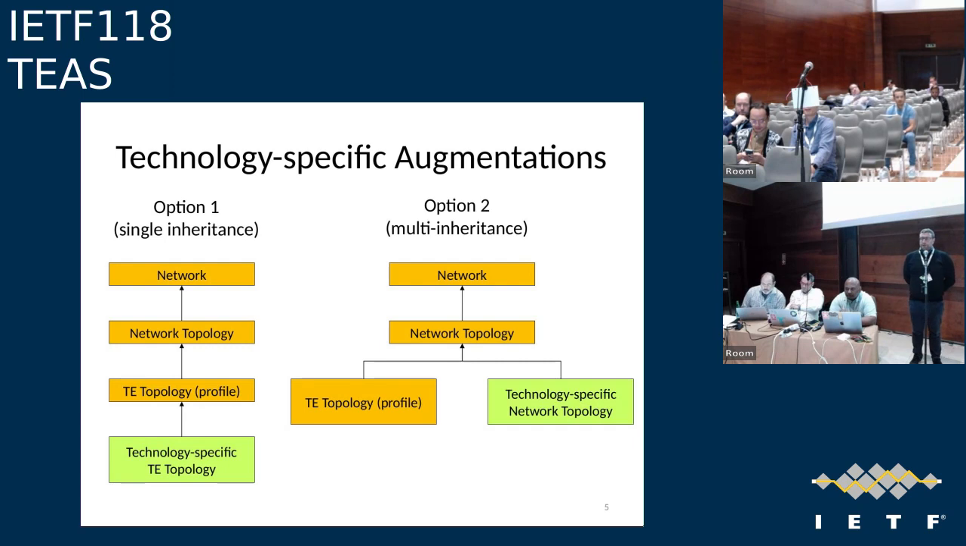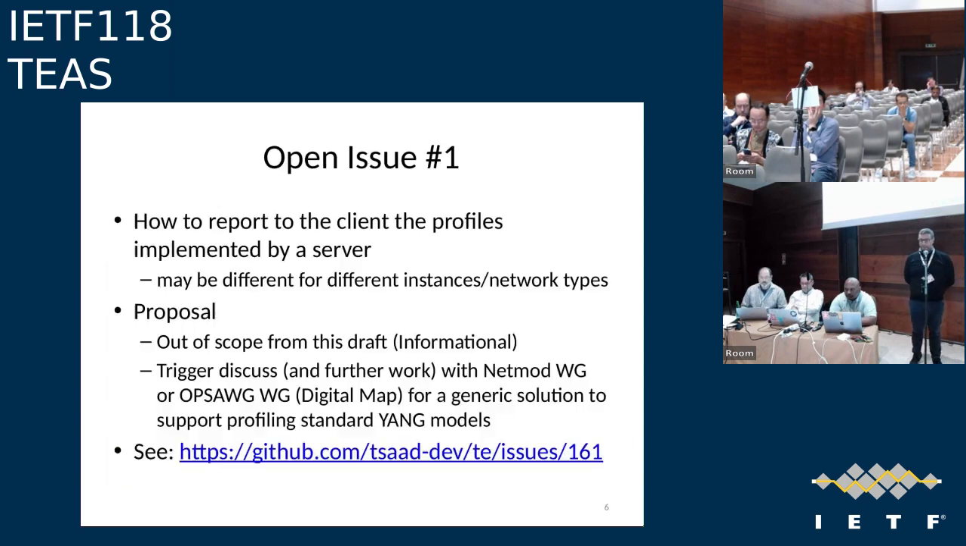Another option: if you may need it in the instance and not in the model, the T topology, you can augment the network topology. And then when you instantiate the model, you can instantiate both the technology specific network topology and the T topology and use the famous multiple inheritance to be independent. So you can also have a use case where, if you don't use the T topology attributes, you don't instantiate it. Next slide.